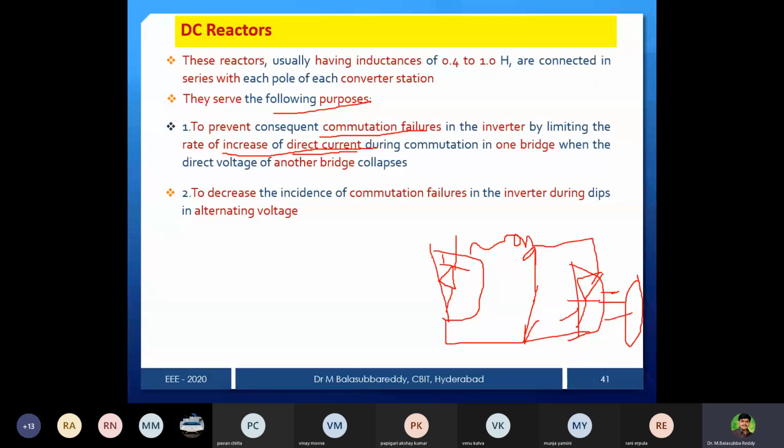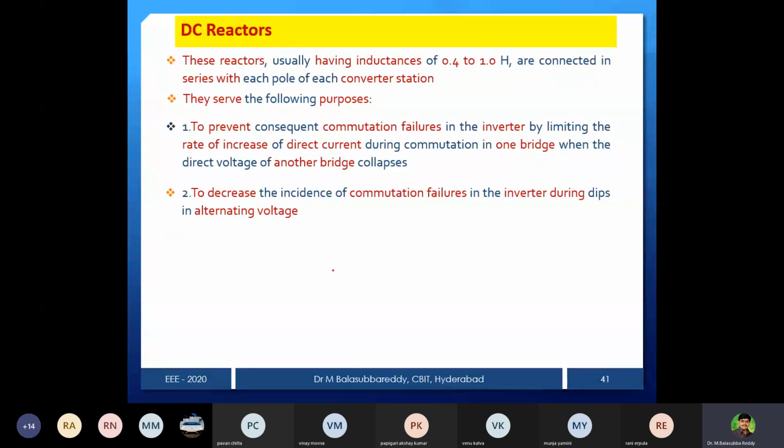So if a voltage dip happens on the inverter side, then commutation failure is going to take place. To decrease the incidence of commutation failure, we use a reactor. And the third one is to decrease the harmonic voltages and currents in the DC line.